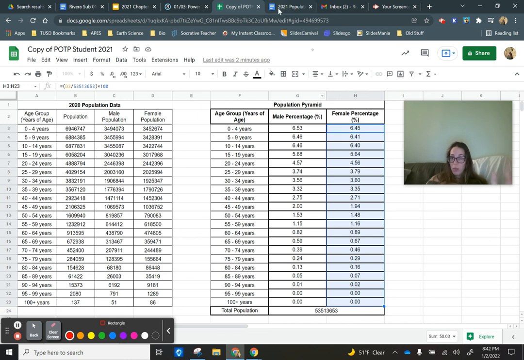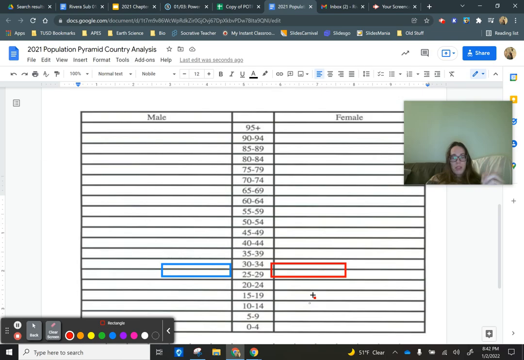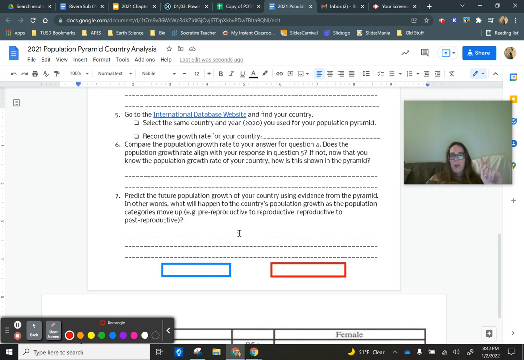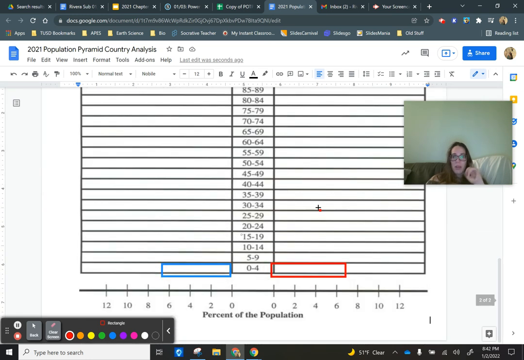We will talk more about this tomorrow. So you do not need to do that yet, but I definitely want you to come in with your population pyramid all set to go.